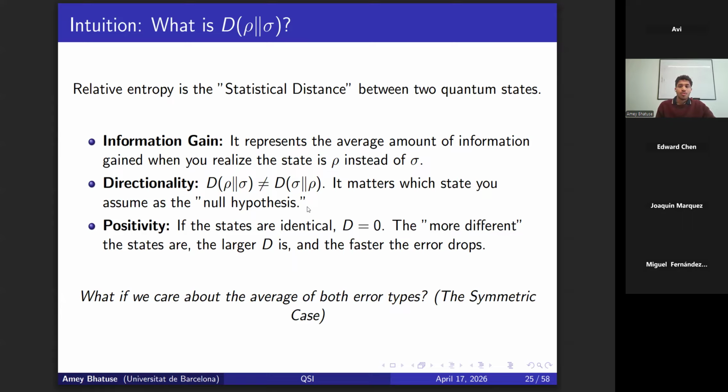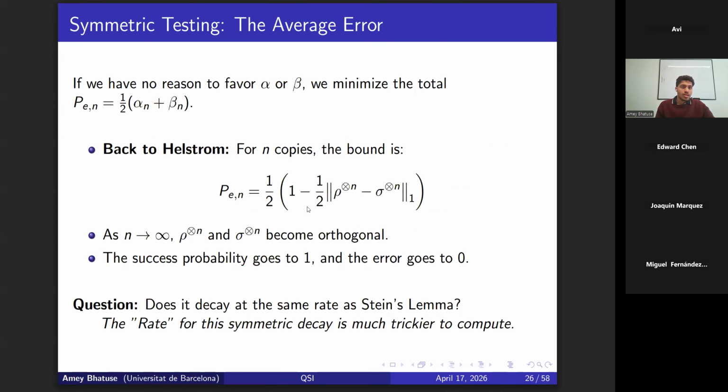Okay, so we checked the asymmetric case, where we are fine with one error but want to minimize the other. Now, what if we care about both errors and want to minimize both? Here comes the symmetric case. If we have no reason to favor alpha or beta, we minimize the total error, the average of them.